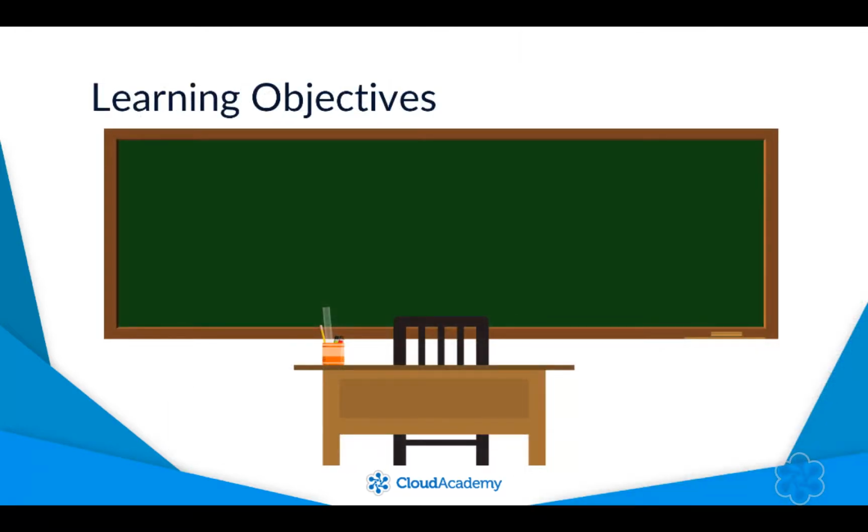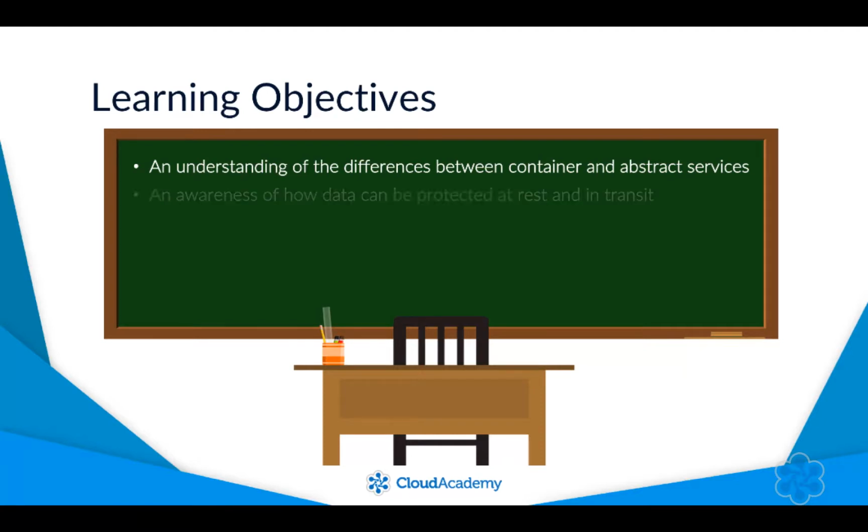As a student of this course, you will obtain the following: an understanding of the differences between both container and abstract services within AWS and how security is managed differently between the two. An awareness of how data can be protected at rest and in transit for different services.